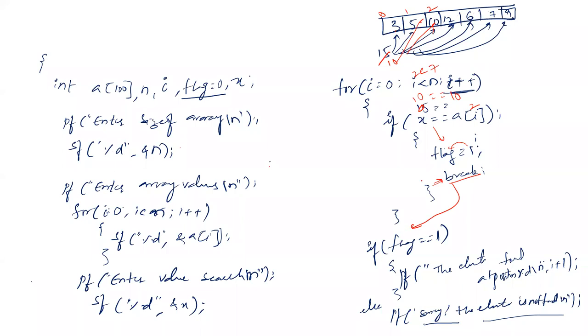So now what is the i value? i value is 2. So now flag equal to 1, yes, flag equal to 1. Therefore, the element is found at position i plus 1. 2 plus 1, what is 2 plus 1? 3. So is that position 3? Yes. First position, second position, third position. The position is third position. Understood?